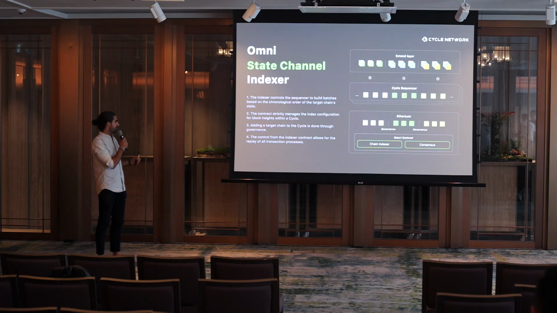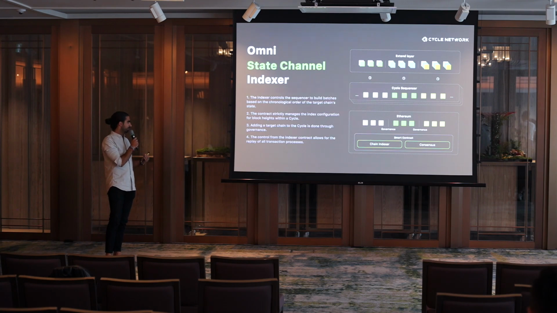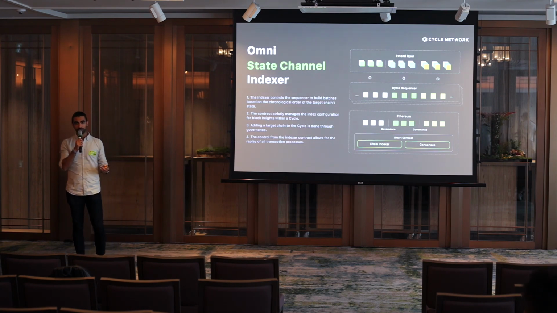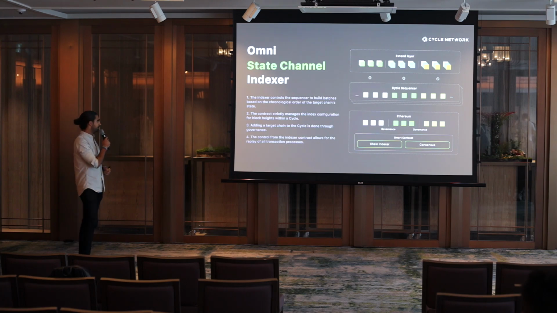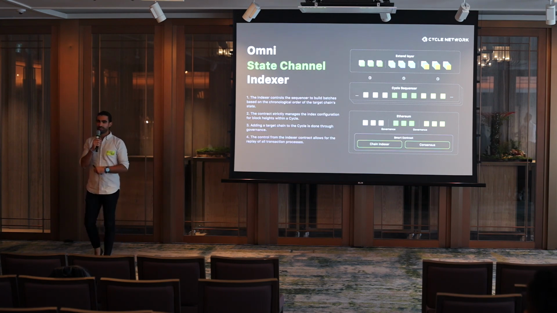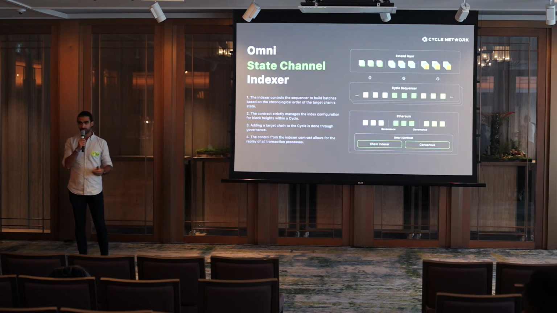Thirdly, adding a target chain to Cycle is done through governance, which maintains transparency across our community and network. And finally, the control from the indexer contract allows for the replay of all transactions and processes that maintains consistency and coherency across the network.